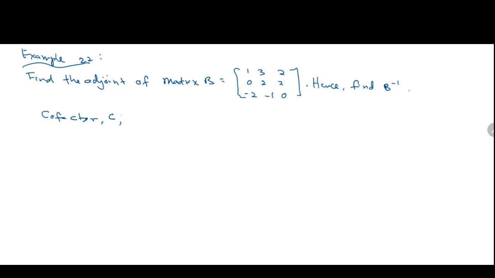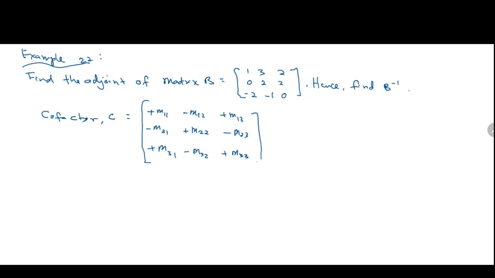Cofactor C is equal to, remember this is plus M11 minus M12 plus M13 minus M21 plus M22 minus M23 plus M31 minus M32 plus M33. That is the matrix cofactor.